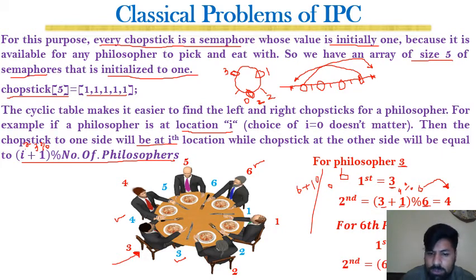So the second is equal to 6 plus 1, which is 7, and 7 modulus 6 is equal to 1. As we said, on one side of the sixth philosopher chopstick number 6 is located, and on the other side, as we calculated, it's number 1. This is how we can find the left and right chopstick numbers for a philosopher. This is just a setting so that you will understand the algorithm very clearly. If you understand these things clearly, then you will have no problem understanding the algorithm for the dining philosopher problem.